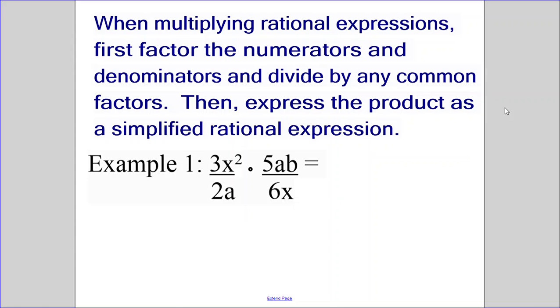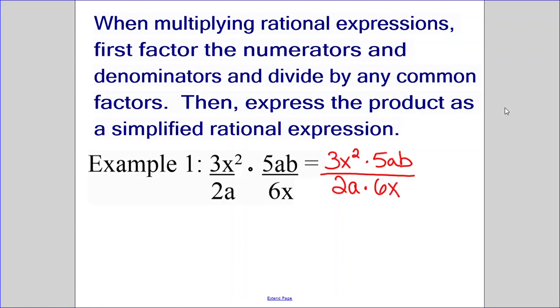So when multiplying rational expressions, first we need to factor the numerators and the denominators, and then divide by any common factors. Then we express the product as a simplified rational expression. So in this case, now we have our variable set in place, which means we also have these non-permissible values, so it's connecting back to a previous video on simplifying rational expressions, and we're still going to treat this the same way. So I have 3x squared times 5ab over 2a times 6x.